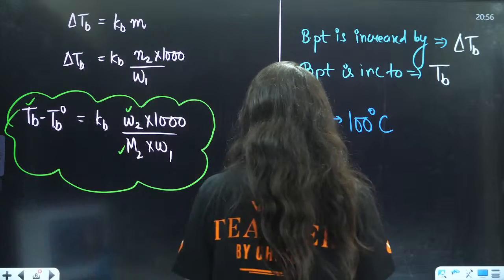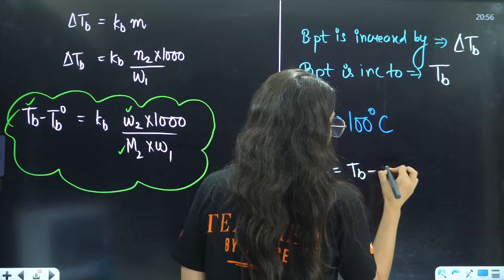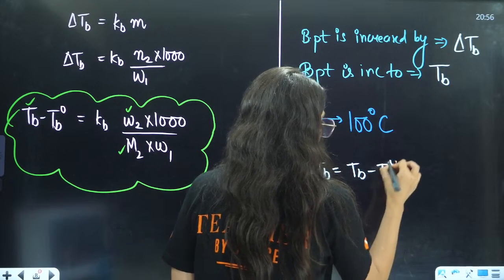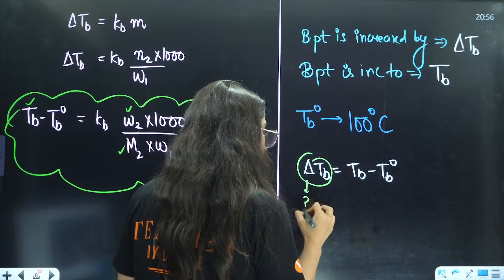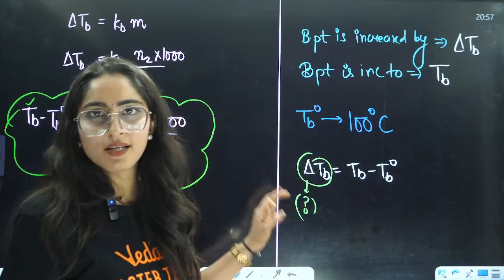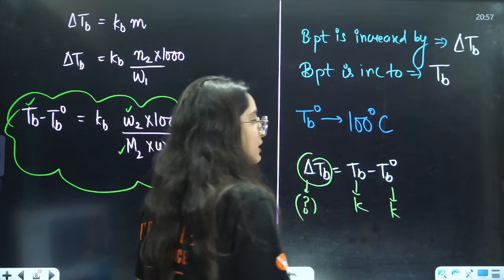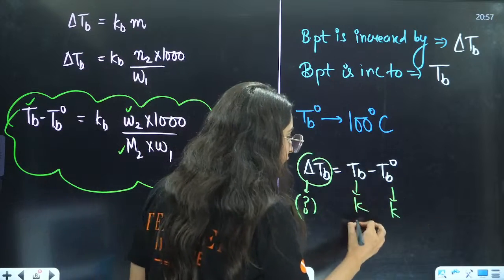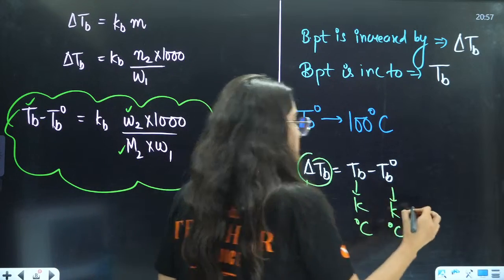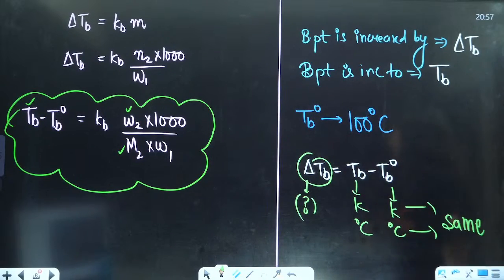For example, they are asking you delta TB, this is TB minus TB naught. If they are asking you the value of delta TB and the option is in Kelvin, then you will take this also in Kelvin, this also in Kelvin, right? You can also take this in degree Celsius, this in degree Celsius. The answer will be the same.